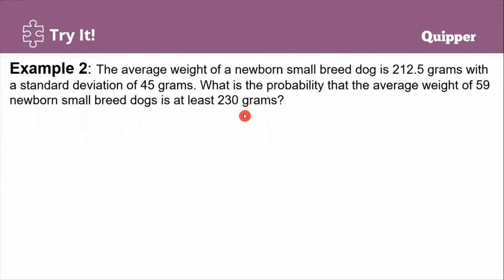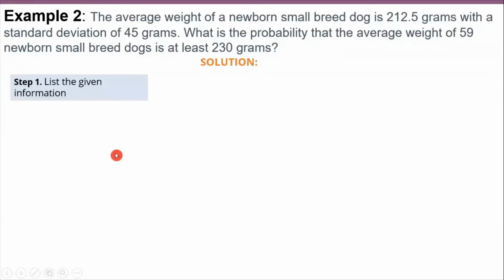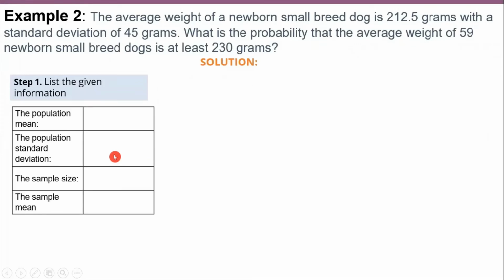So for our second example, the average weight of a newborn small breed dog is 212.5 grams with a standard deviation of 45 grams. What is the probability that the average weight of 59 newborn small breed dogs is at least 230 grams? So first is, we need to list down the given information. So we have the population mean is 212.5 grams, which refers to the weight of the small breed dog. The population standard deviation is 45 grams, the sample size is 59, and the sample mean is 230 grams.